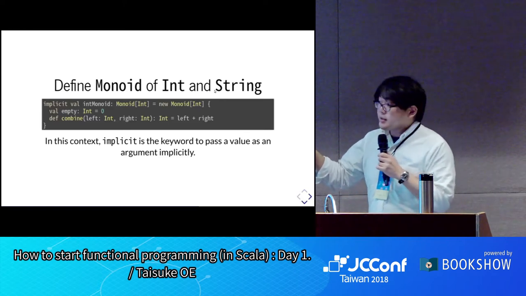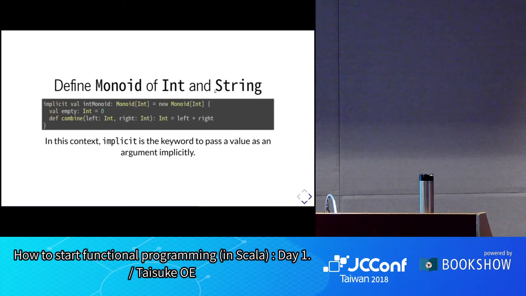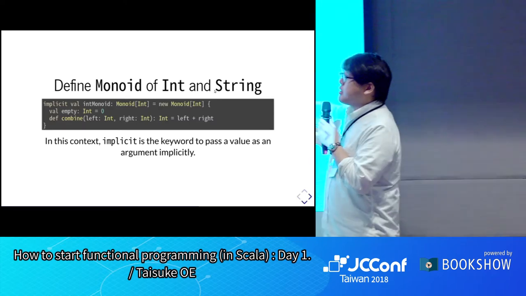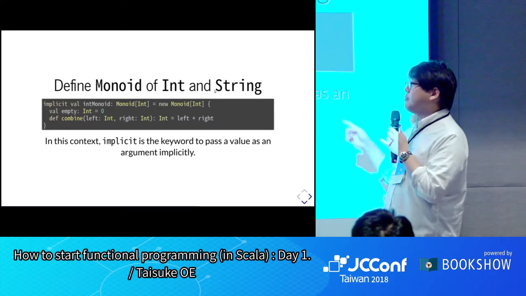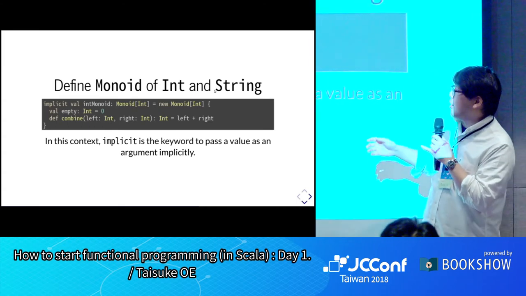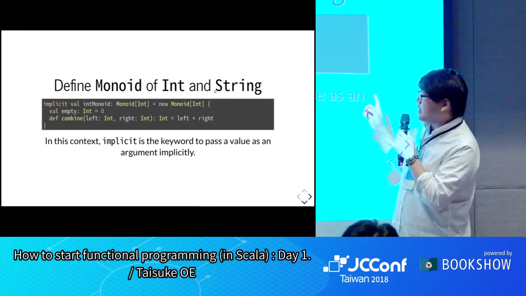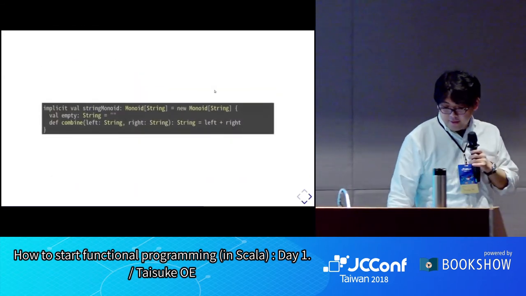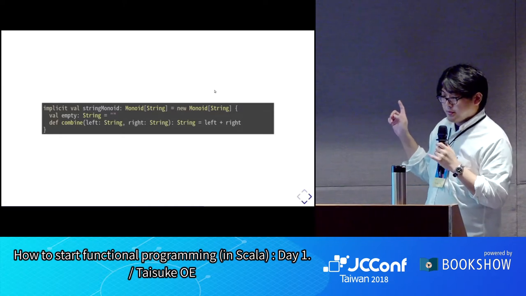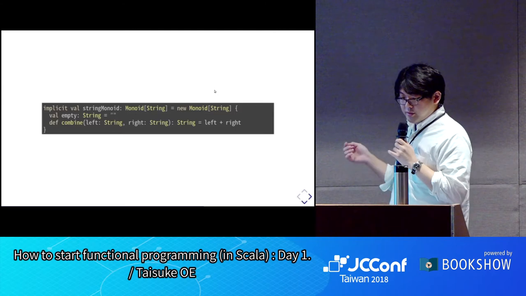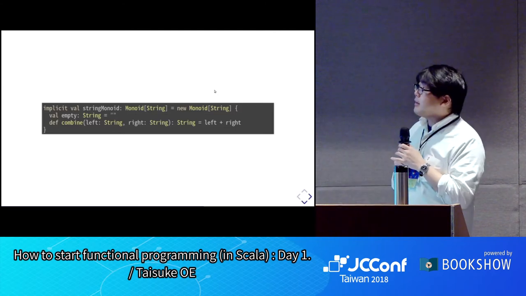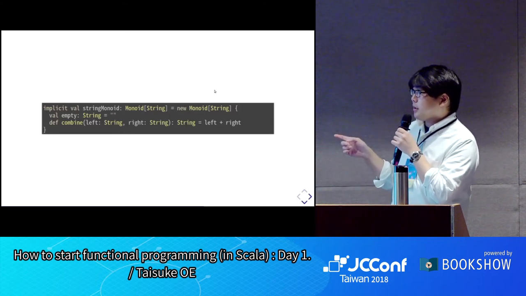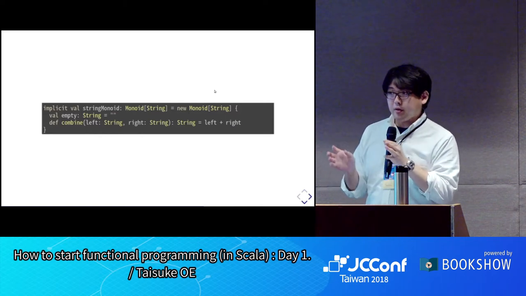By the way, this implicit keyword is a keyword to pass a value as an argument implicitly. It is so-called implicit parameters, and this is an implicit value. I won't do a deep dive on implicit because it takes so long to explain the whole implicit feature. You can see that implicit just passes the value as an argument implicitly. That's enough. The next will be the monoid string instance. The default value of string will be the empty string, just double quotation marks, and the combine method, the binary operation of strings, will just add string and string, that is, concatenate.